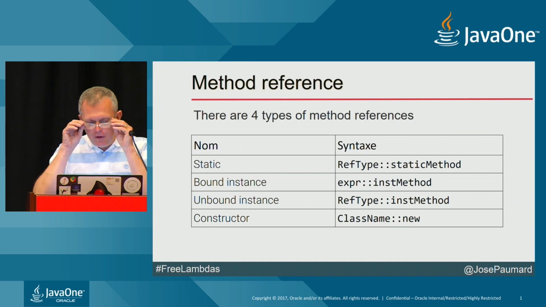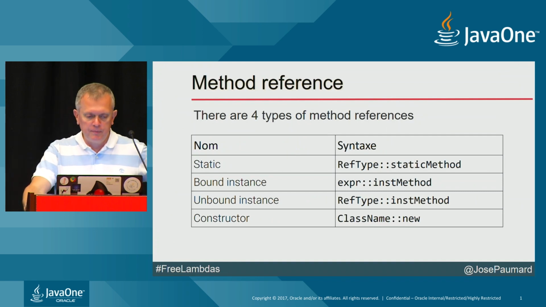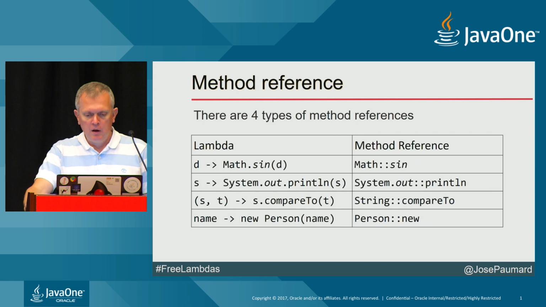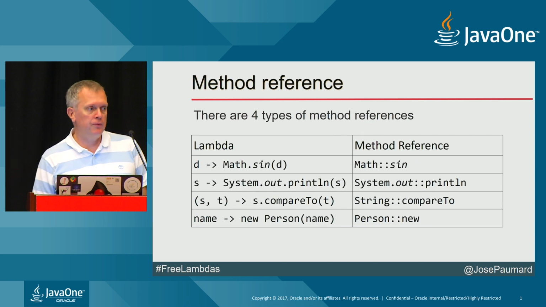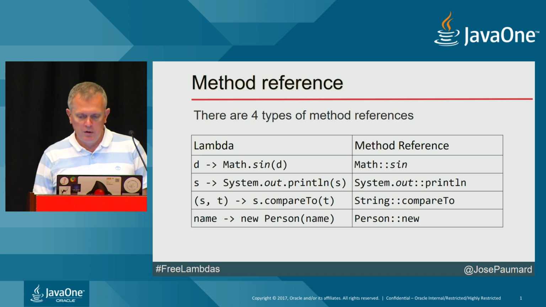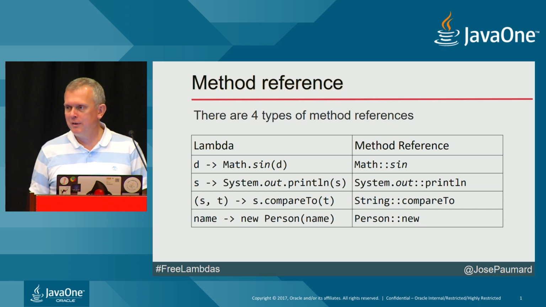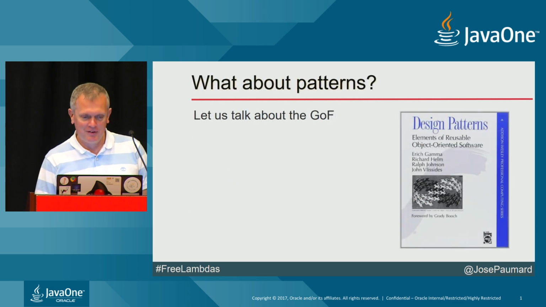Okay, so there are 4 types of method reference. I've put them in this table: static, bound instance, unbound instance, and constructor. We'll see constructor in a minute. I also gave you examples of how to go from a lambda to a method reference in all 4 cases. The slides will be available on SlideShare, don't worry, if you want to have that.